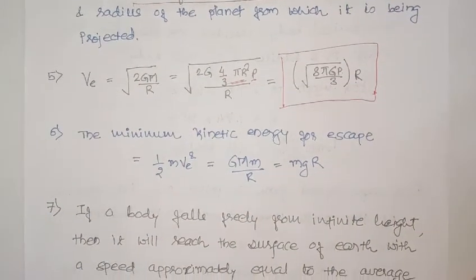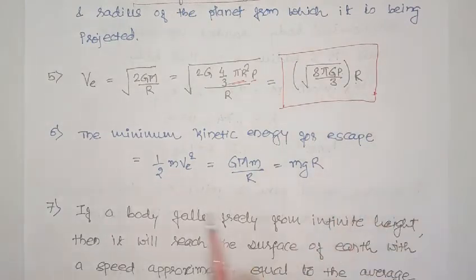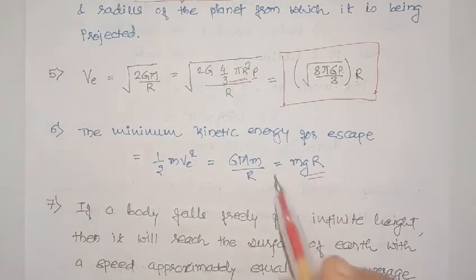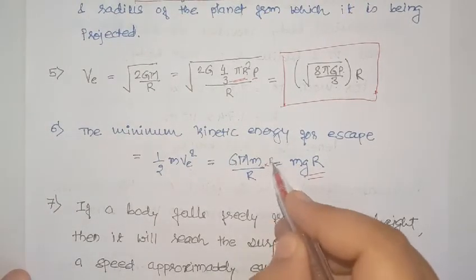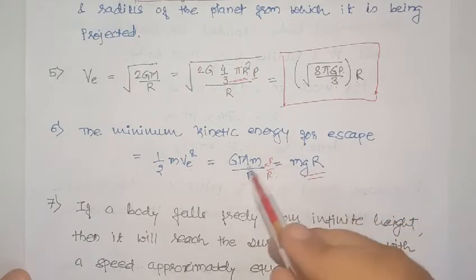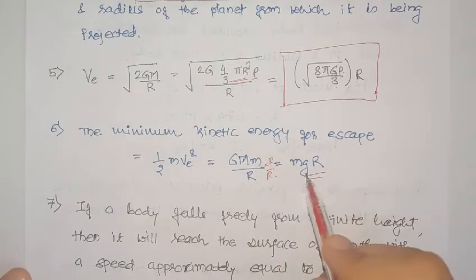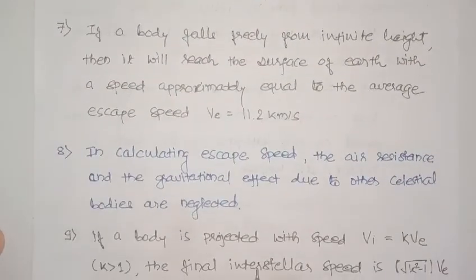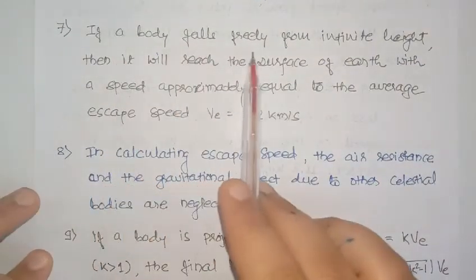The minimum kinetic energy for escape speed is equal to half mv square. That will be equal to the potential energy of the object on the surface, but its positive value, and that can be written as mgR. Because if we multiply this with r and divide with r, GM upon r square can be written as gravitational acceleration.